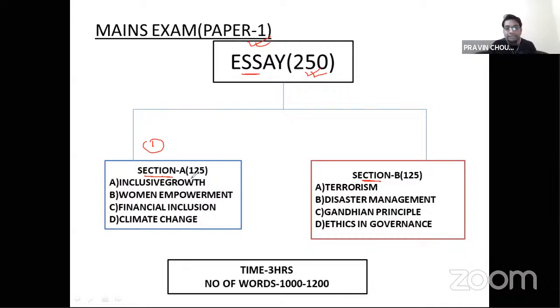In Section A, there will be four alternative options. Like the first option will be inclusive growth. Maybe some statement will be given by UPSC that requires the concept of inclusive growth. You have to know the concept of inclusive growth. When we talk about poverty, unemployment, the education system in our country, or the economic development of our country, everywhere the concept of inclusive growth will be required.